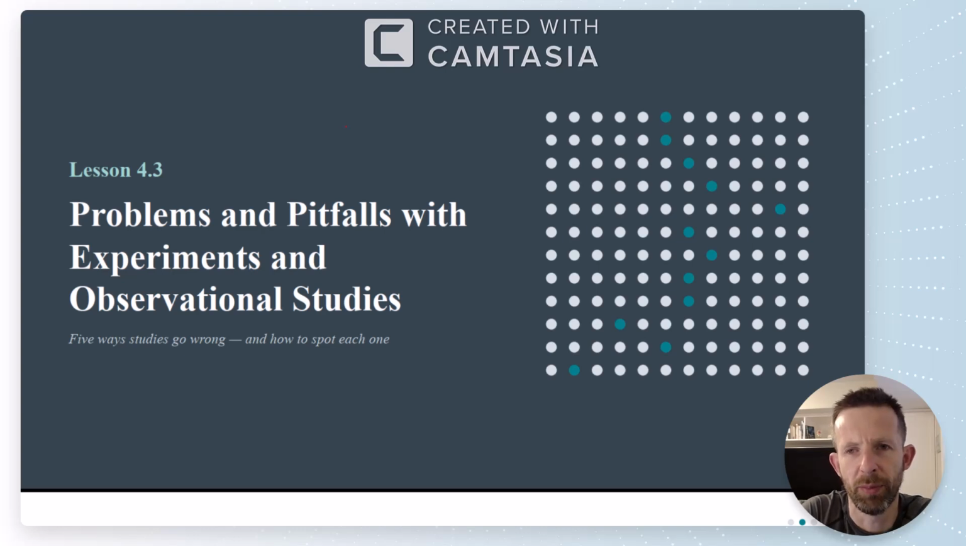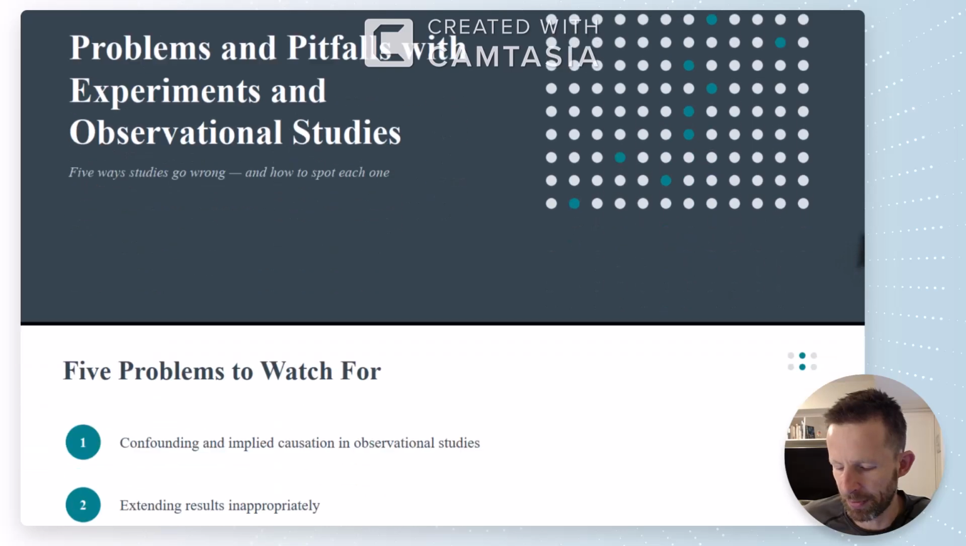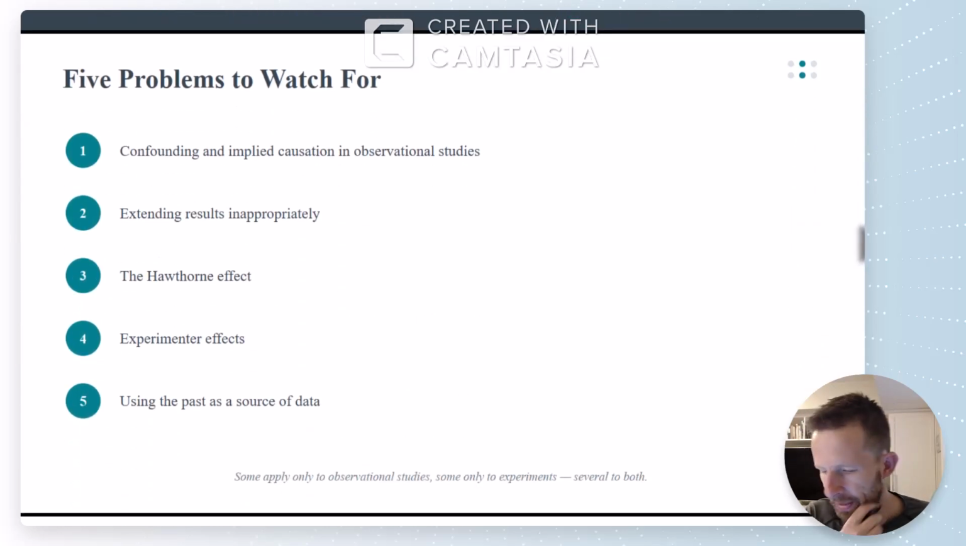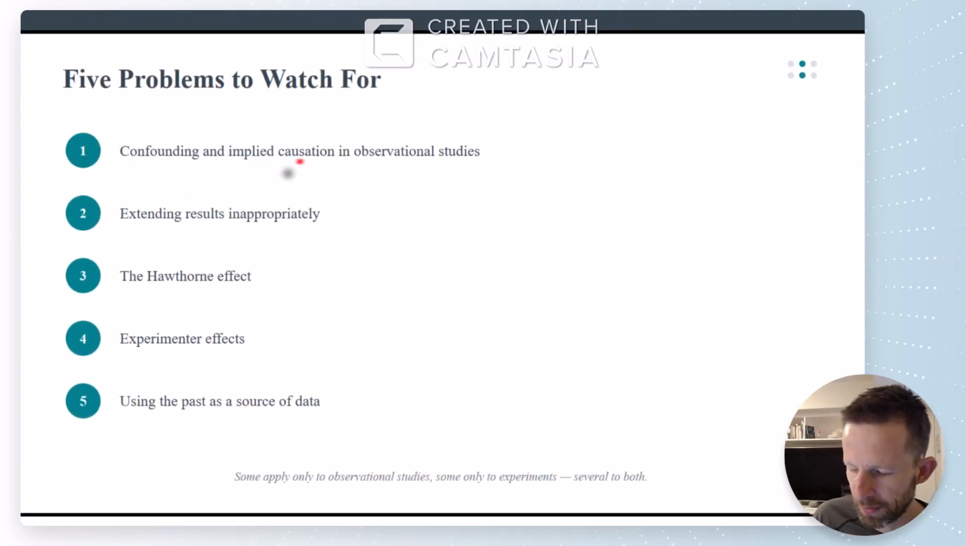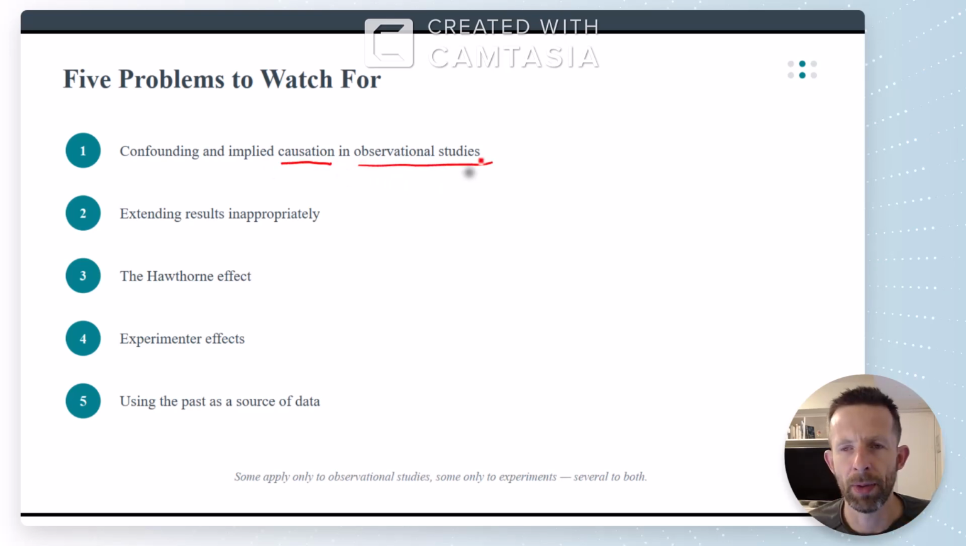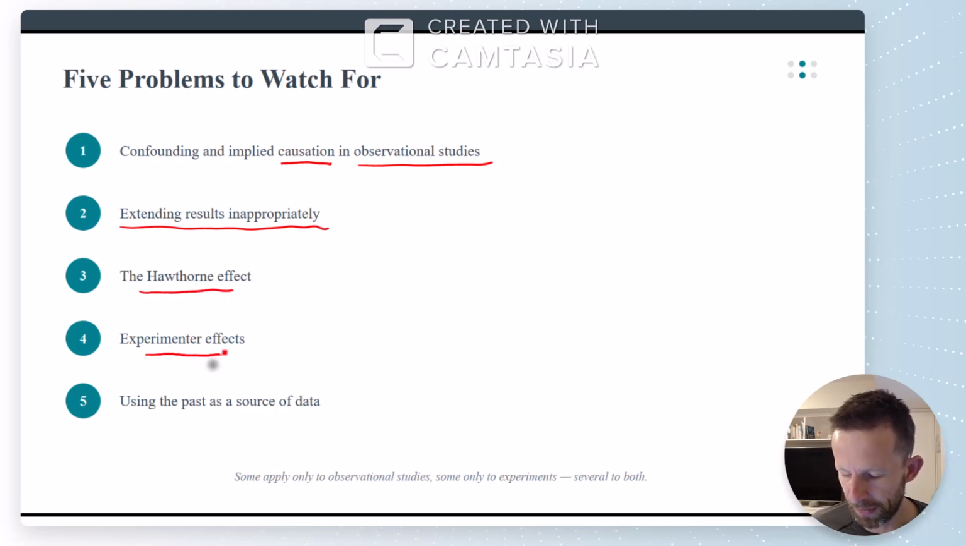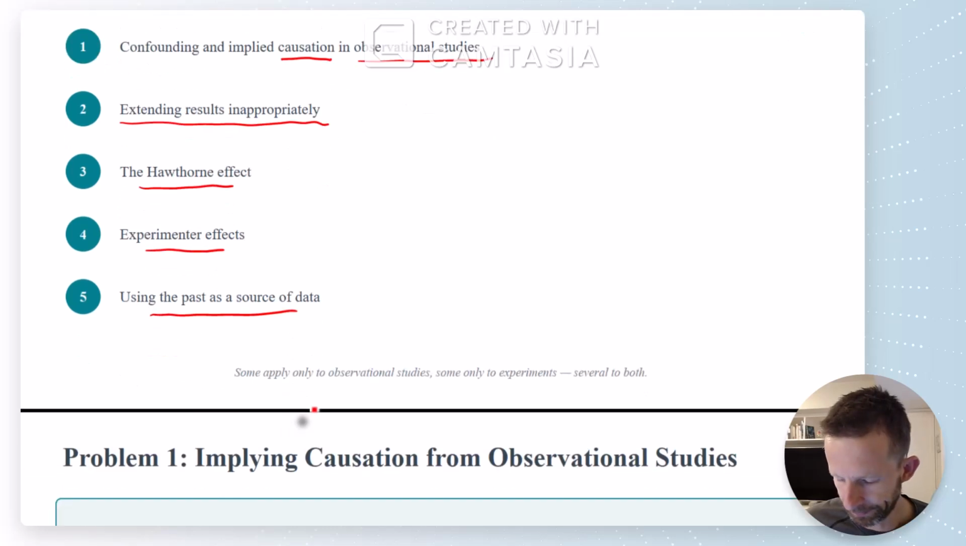Hey guys, welcome to lesson 4.3, where we look at potential problems and pitfalls in experiments and observational studies. So five things we're going to look at specifically. The first being looking for causation from observational studies. Remember, we can only ascribe that from experiments. Extending results inappropriately, so getting some sort of result and then generalizing it inappropriately. The Hawthorne effect, the experimenter effect, and using the past as a source of data to draw some sort of conclusions.